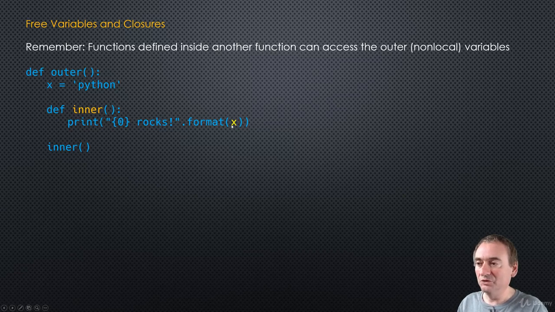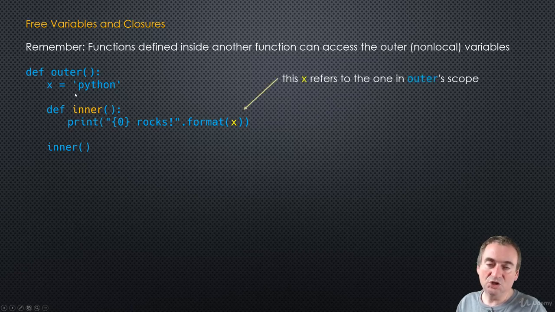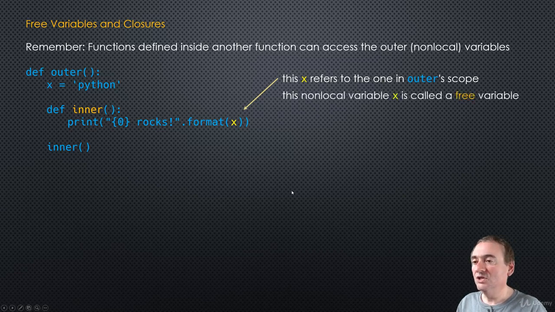We sometimes said very loosely that this x refers to this one. But it's not a direct reference, and this is going to become really important when we talk about closures. I'll explain that more in a bit. So this x and this x are the same. Then, after we've defined inner, we call inner from inside outer. And so this x refers to the one in the outer scope, right? This non-local variable x is also called a free variable. That's the more technical term. When we talk about these kinds of non-local variables, we also refer to them as free variables.